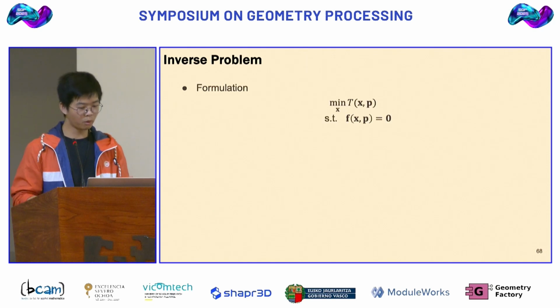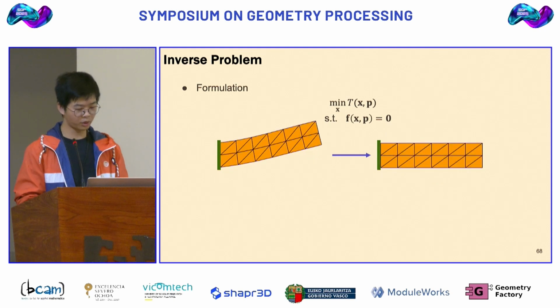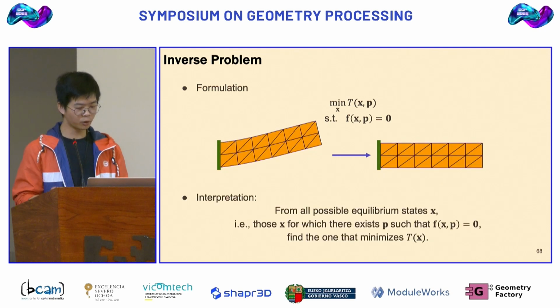So the formal formulation is like this. This is the state before optimization. And after solving this inverse design problem, we can achieve the state as shown here. The interpretation of this constraint in this formulation is: for all possible equilibrium states X computed from parameter P with this F equals 0, we find the one that minimizes this objective function.